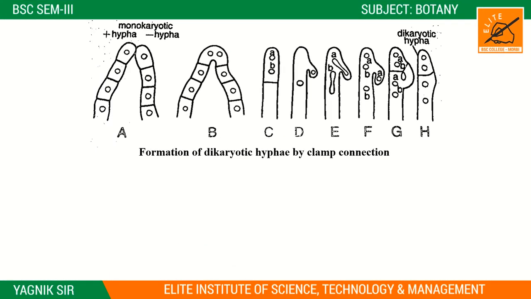So here these are the clamp connections, right? Here first is a positive hypha and another is a negative hypha, and both are monokaryotic. That means a single nucleus is present. Here the upper parts are fused, both are fused. So this is a clamp connection, right? Both came together. And here both strands, positive and negative, the haploid nuclei are fused.